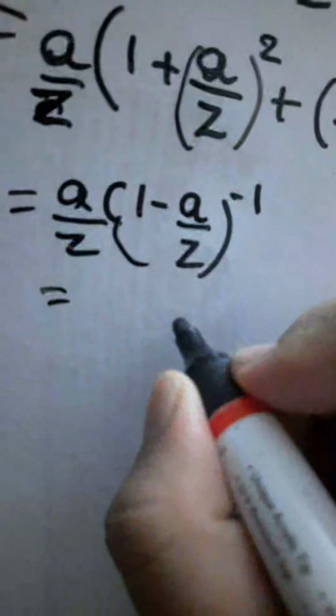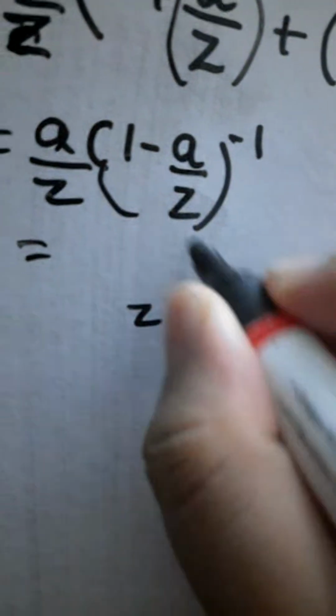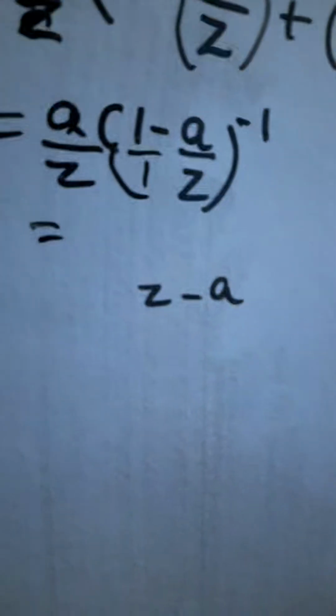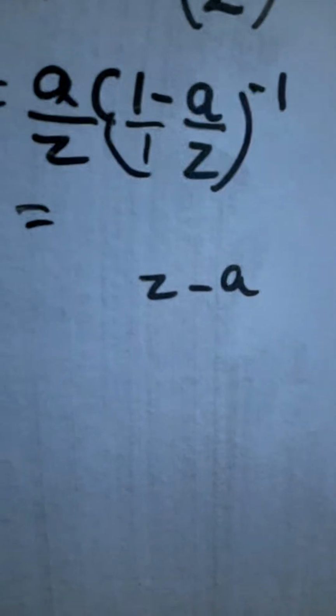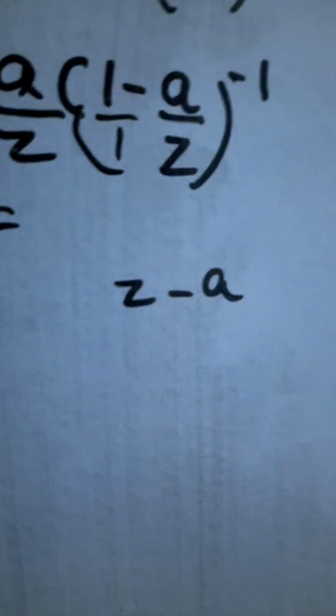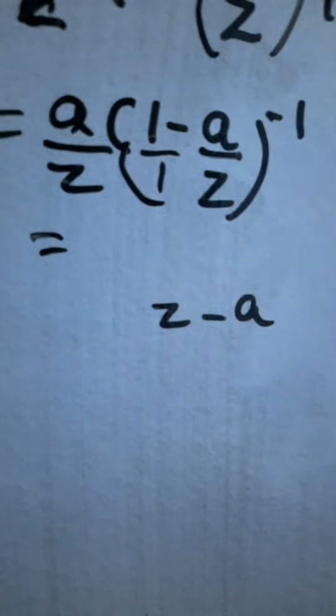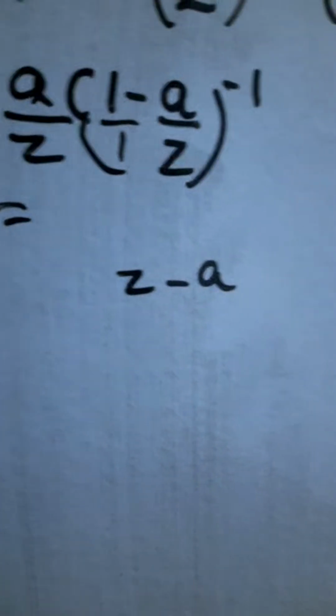So now we have to do this. z into 1 is z, 1 into a is a, so z minus a. And 1 in this is actually 1 by 1. In a whole part, you take the whole part. So the numerator is what you take, and the denominator is the whole. So you take the whole.